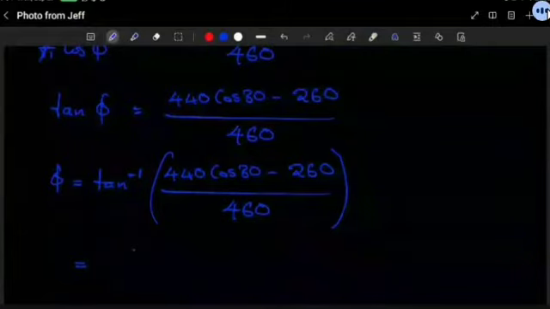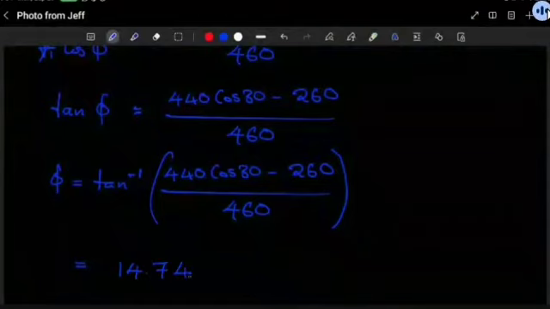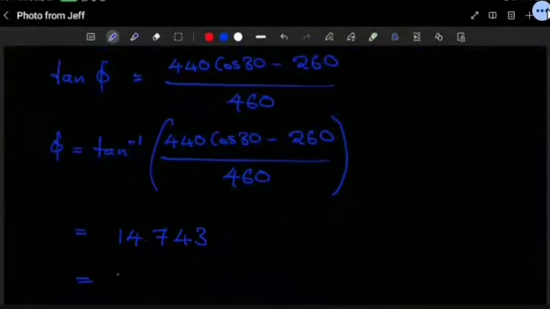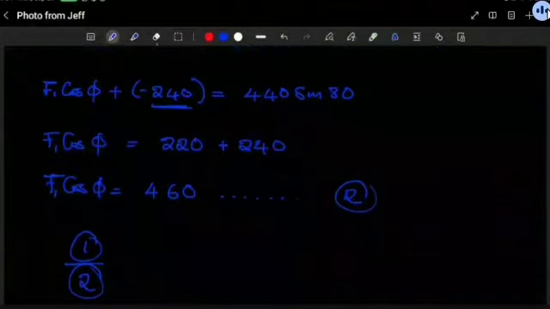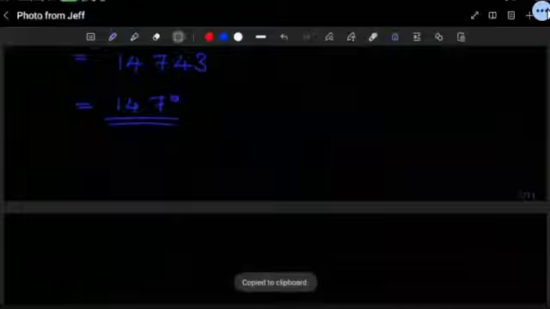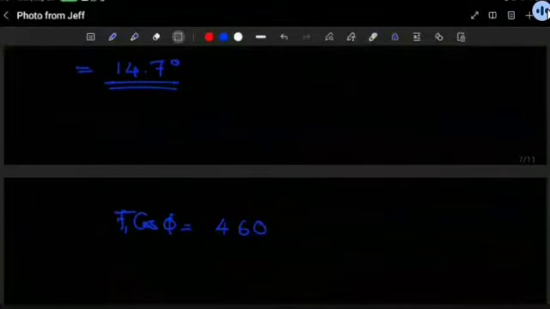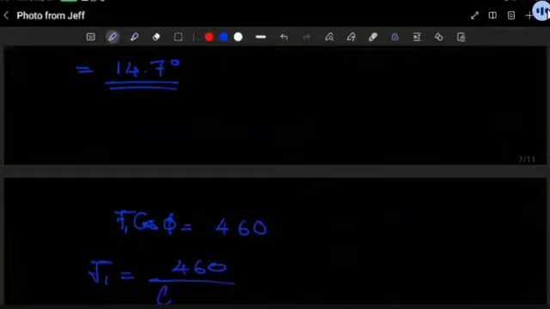What's that? 14.743, right? So that's the angle. Having found the angle, you can pick any one of these equations about 2. From 2, we can now find what F1 is. F1 will be equal to 460 divided by cos of that angle. So 14.7. What are you getting?